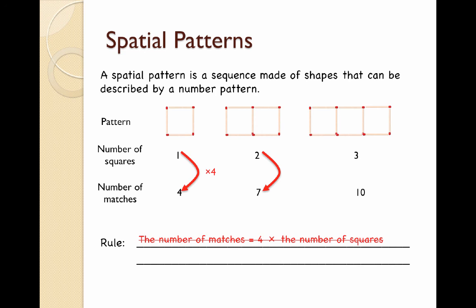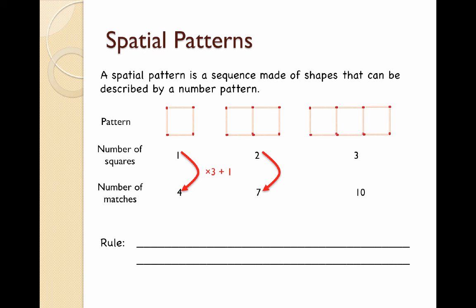So now let me try something else. Maybe it's plus 3. But I can't plus 3 to get my second number in my pattern. So that's not going to work. Why don't I try a combination of multiplying and adding? Maybe I multiply by 2 and then add 2, because that works for the first one. 2 times 1 is 2, plus 2 more gives me 4. That works for the next one. But if I do 2 times 2 is 4 plus 2, that gives me 6. It doesn't give me 7. So that rule doesn't work for the second one.